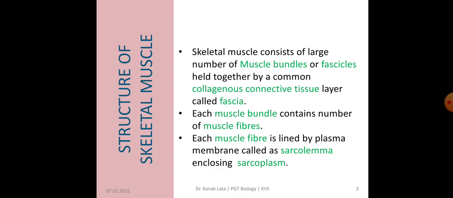First of all, we are going to discuss about structure of skeletal muscle. Skeletal muscle consists of large number of muscle bundles, also called as fascicles, and they are held together by a common collagenous connective tissue layer called fascia. Each muscle bundle consists of many muscle fibers, and each muscle fiber is lined by plasma membrane called as sarcolemma, consisting of sarcoplasm.